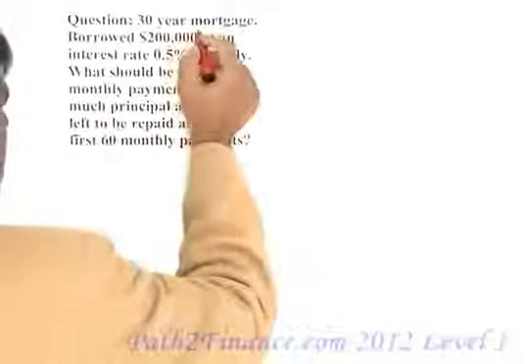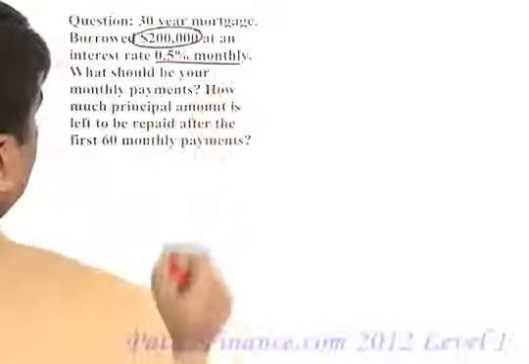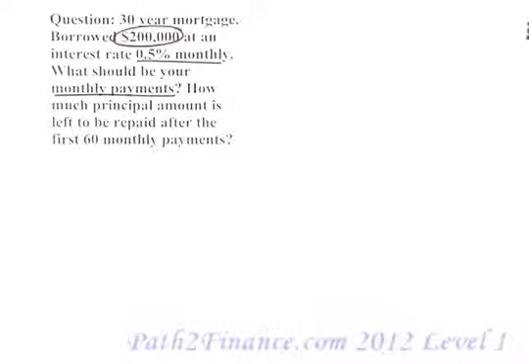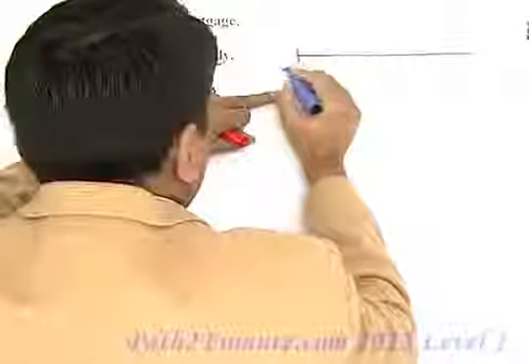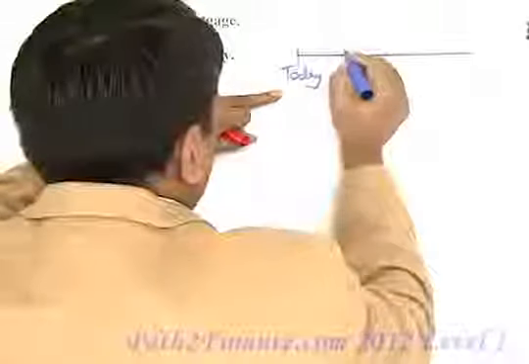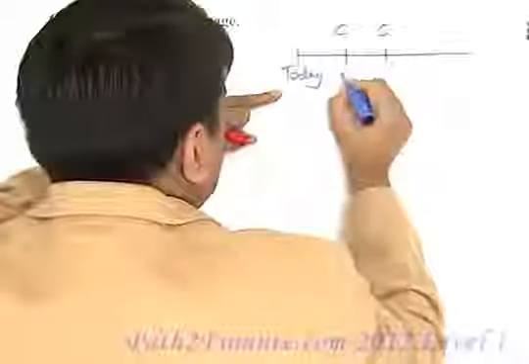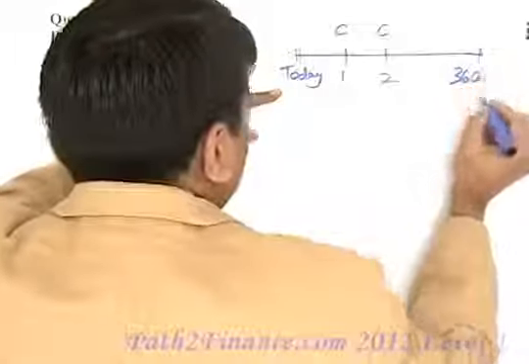Here we have a 30-year mortgage. The amount is $200,000. The interest rate is 0.5% monthly. And the first question is, what should be your monthly payments? If we draw the timeline, and if this is today, then there are payments C made every period till the last period, which is 360.